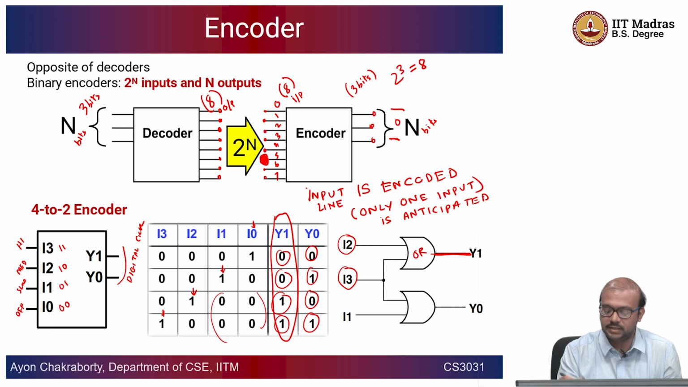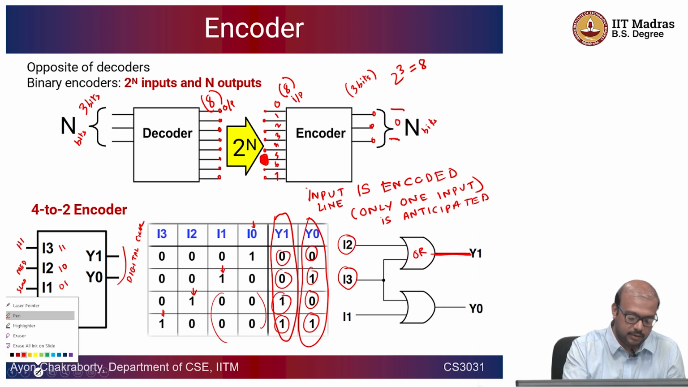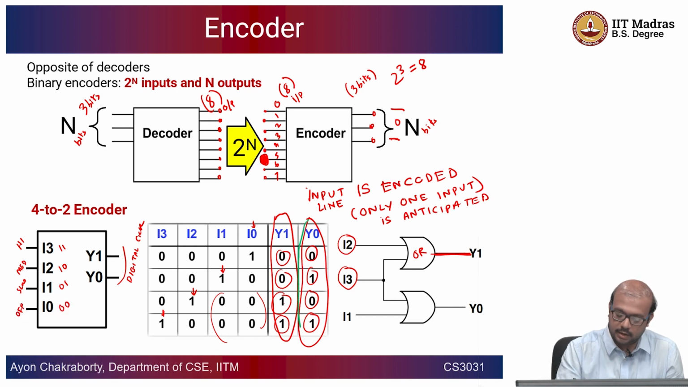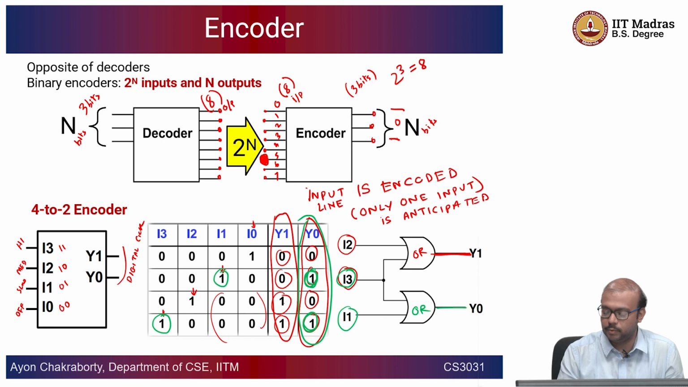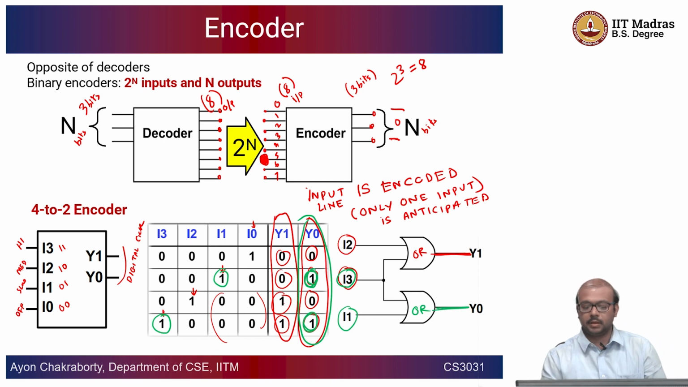Similarly, if you look at Y0, let me use a different color. Y0, you can see this is 1 and this is 1. When L1 has to be 1, then it is 1, I could see, or L3 has to be 1, right. So, I can again take L3 and L1 and put them through this OR gate and put it out as Y0. Okay, this is a circuit design.